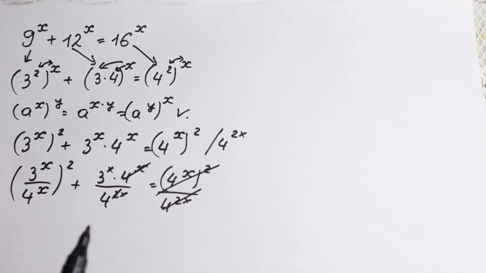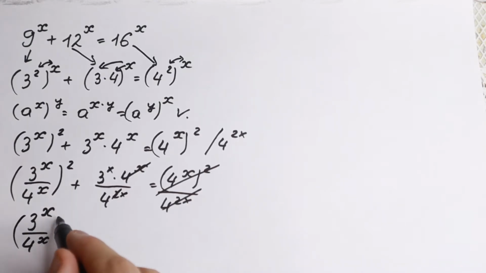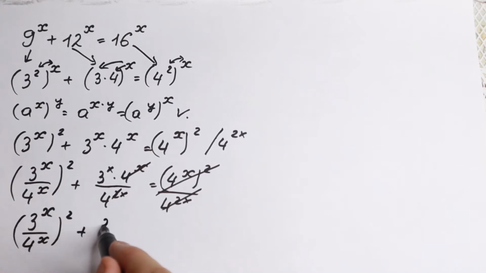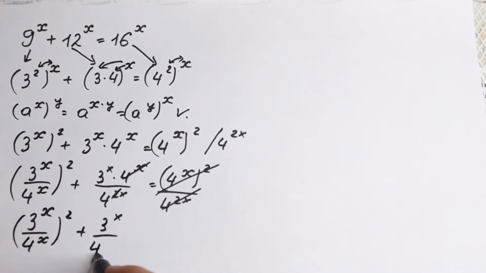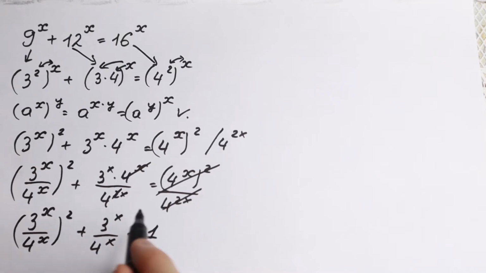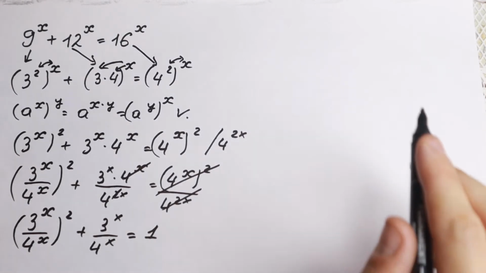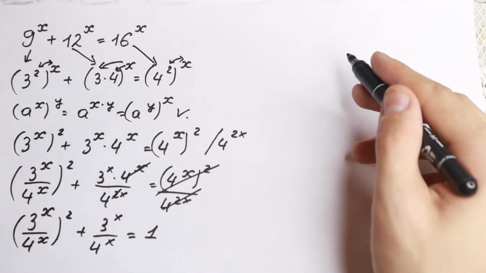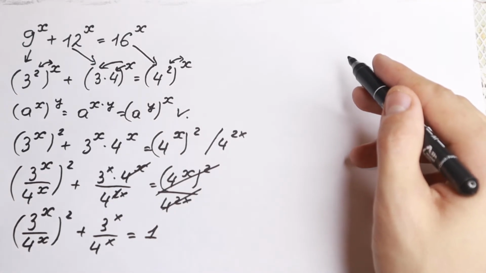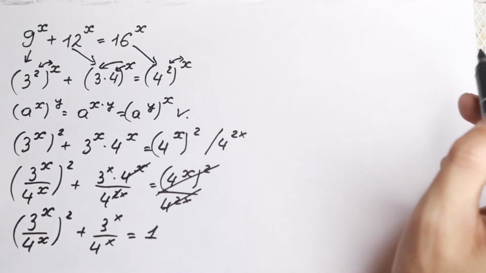So finally we simplify this a little bit. We will have 3 to the x over 4 to the x squared plus 3 to the x over 4 to the x equal to 1. So I hope you understand this step. This is maybe the main difficulty in the whole question. If you understand this moment, you'll understand easily the next step.